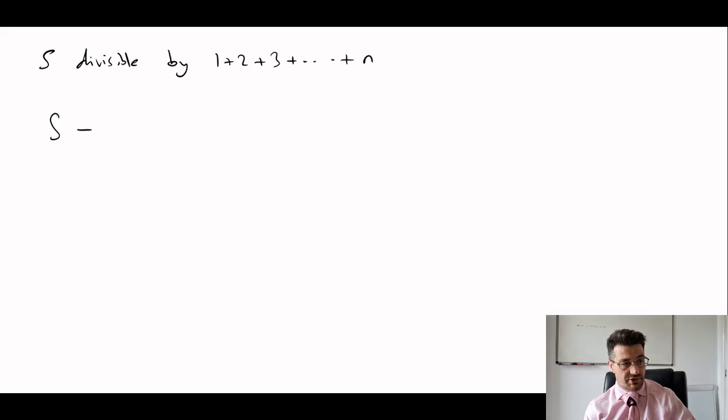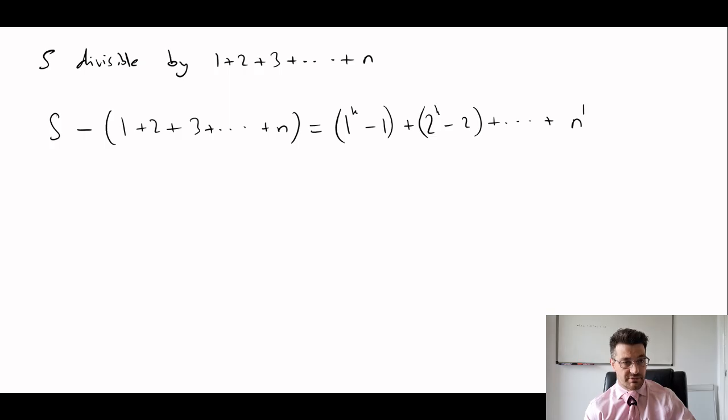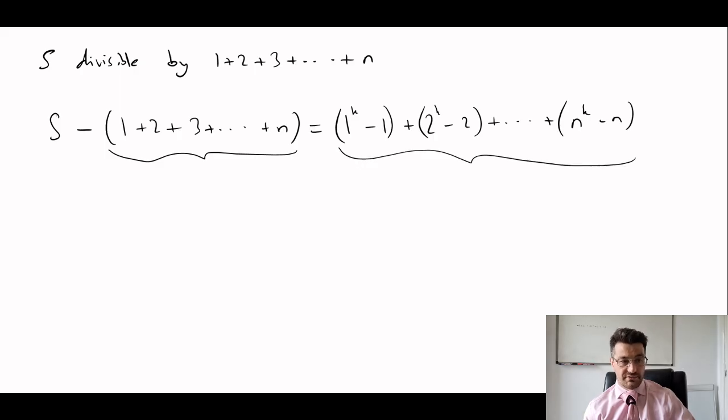if I can show that s minus 1 plus 2 plus 3 plus up to n, which equals 1 to the power of k, I'm going to write it in a very particular way, 1 to the power of k plus 2 to the power of k minus 2 plus up to n to the power of k minus n, because this is clearly divisible by 1 plus 2 plus 3 plus n. If I can show that this is also divisible by 1 plus 2 plus 3 plus up to n, then that will imply that s is divisible by this. This didn't really go anywhere.